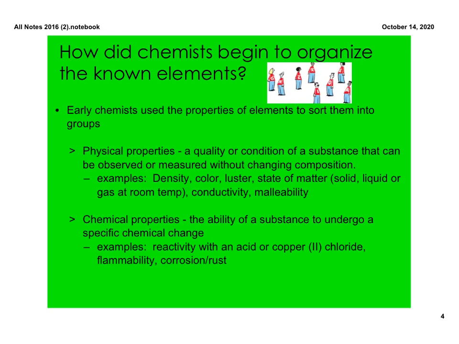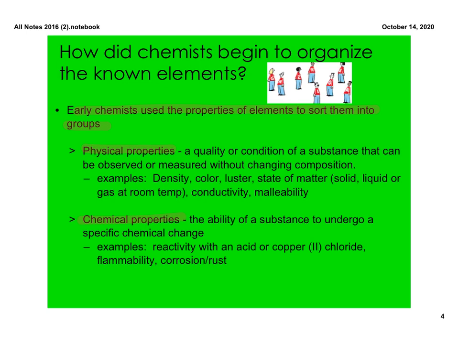Which brings me to this slide. So how did the chemists begin to organize the known elements? Early chemists used the properties of elements to sort them into groups. So they started looking at similarities based on properties of elements. And we haven't talked about properties at all yet in this class, so I just wanted to highlight definitions as well as a few examples of both physical and chemical properties.